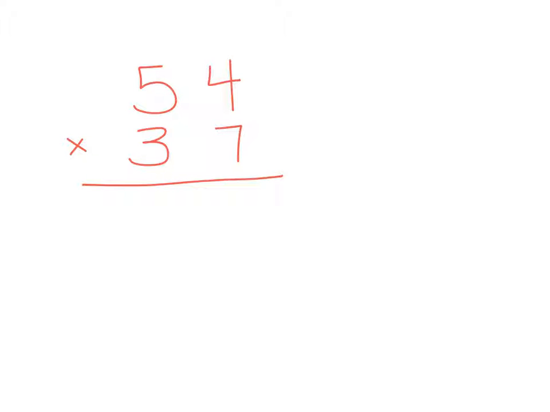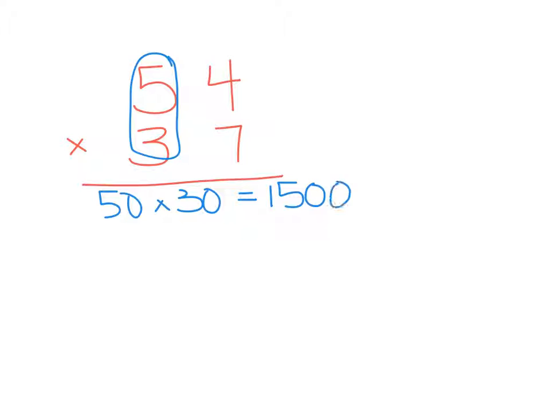This time let's do 54 times 37. I tried to space these out a little bit further so you can see what I am multiplying a little bit easier. So first we'll multiply the 5 in the tens place by the 3 in the tens place, which is 50 times 30 for a total of 1,500. Then as we connect our butterfly, we have 3 in the tens place, or 30, times 4, which is equal to 120.